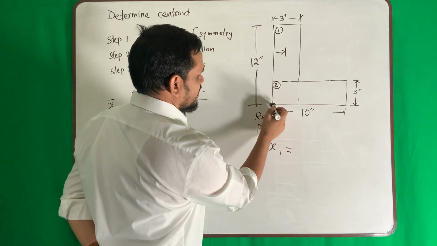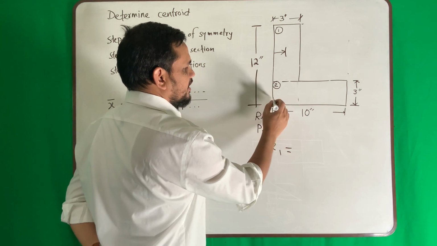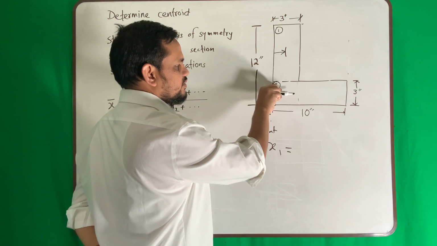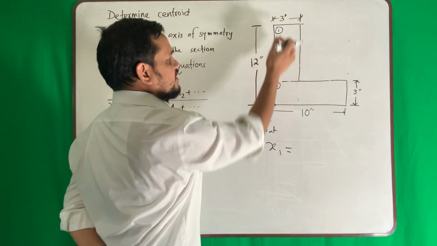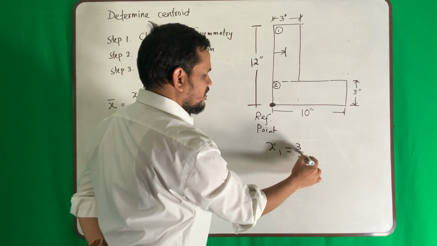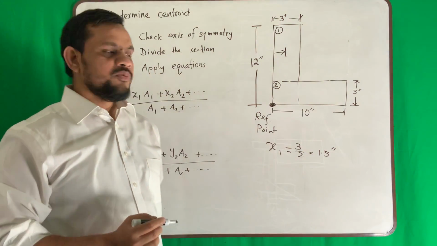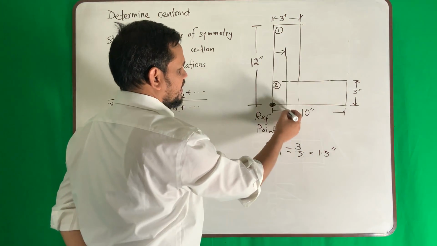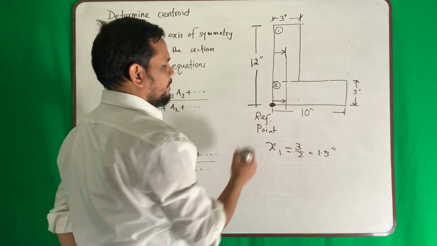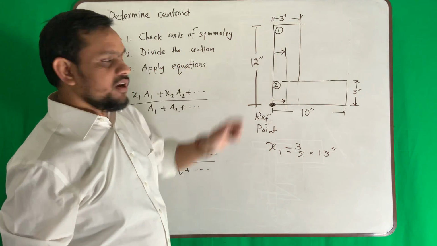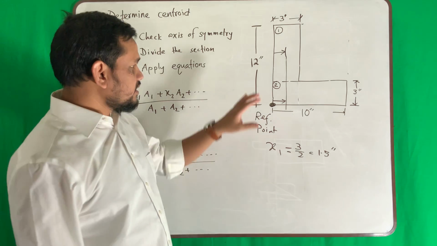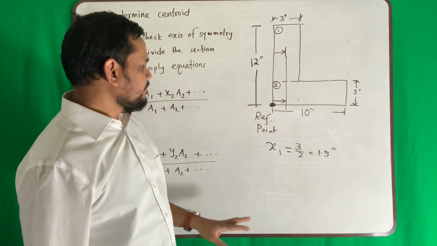So from this reference point along this way, this way, what is this distance? 3/2 or 1.5 inch. So hopefully you understood how I did it. It is this distance, so the x component of the centroid of section 1.